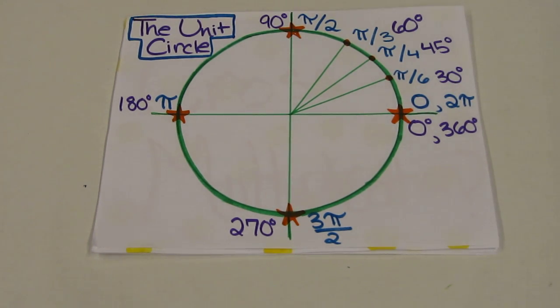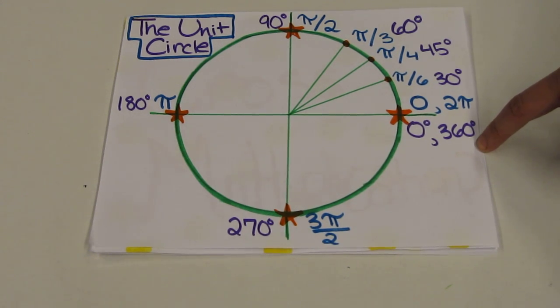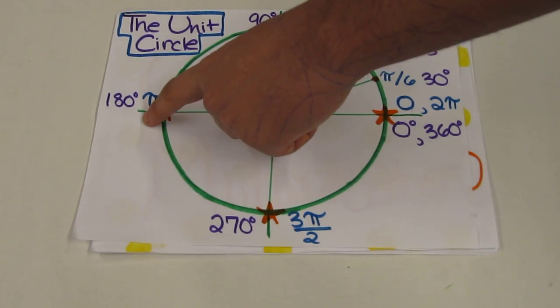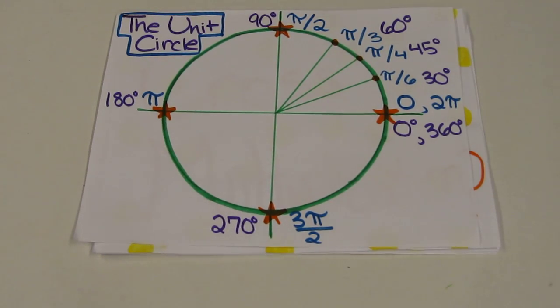Looking at this circle, we can tell that 2 pi is equal to 360 degrees. Once we know that 2 pi is equal to 360 degrees, we can also determine that pi is equal to 180 degrees. And then we can also find the other angle measurements.